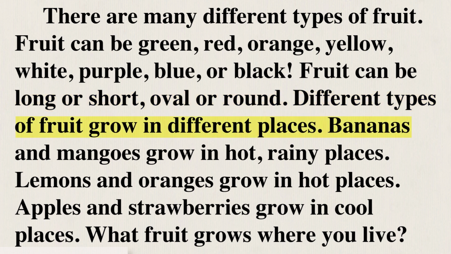Different types of fruit grow in different places. Bananas and mangoes grow in hot, rainy places. Lemons and oranges grow in hot places. Apples and strawberries grow in cool places. What fruit grows where you live?